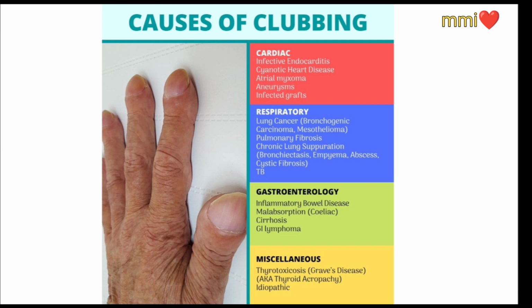Next is respiratory. Most common is COPD, then bronchiectasis, emphysema, abscess, cystic fibrosis. Next are GI causes: inflammatory bowel disease, malabsorption, cirrhosis, and GI lymphoma. Miscellaneous is thyrotoxicosis, Graves' disease. These are the common causes of clubbing.